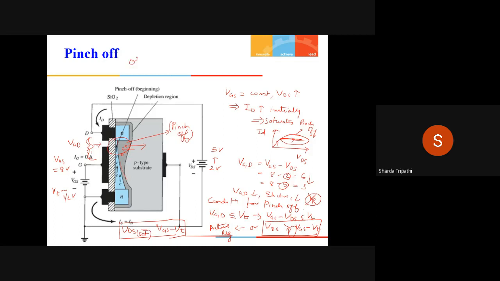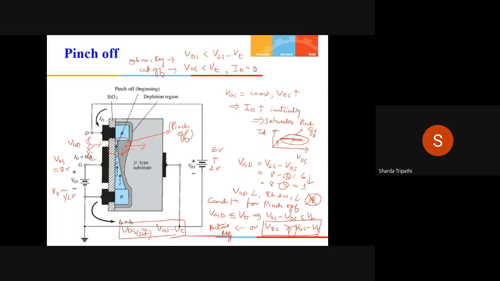Likewise, if I want to see the condition for the ohmic region, this is pretty straightforward. VDS will be less than VGS minus VT, just as in the previous cases. And what about cutoff? The cutoff situation is if VGS is less than the threshold voltage, at that time the transistor will remain cut off. So these are the three regions of operation.